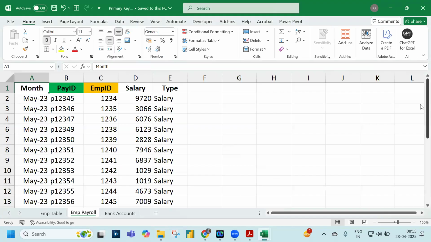Take a look at this table. Every table usually contains a primary key. So take a look at this table and tell me which one is a primary key in this table. Is it the month, the pay ID, employee ID, salary, or the type of the salary? Which one is the primary key here? This is the first thing that we need to always look at before building the Power BI models. So tell me. Pay ID and employee ID are primary keys. So usually one table comes with only one primary key.